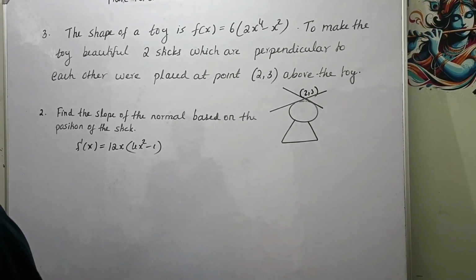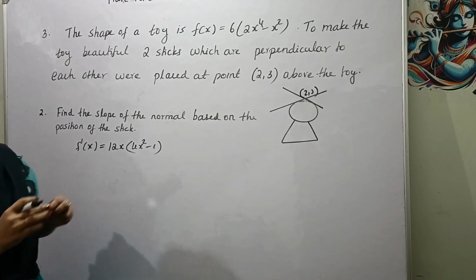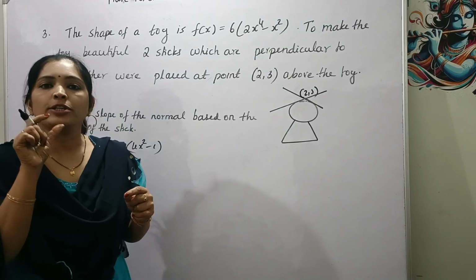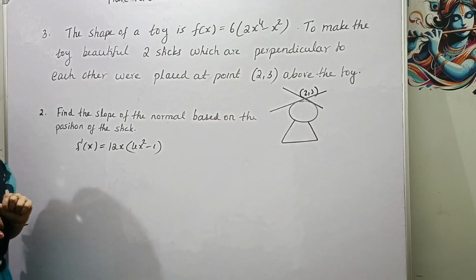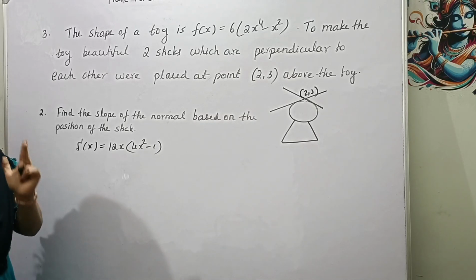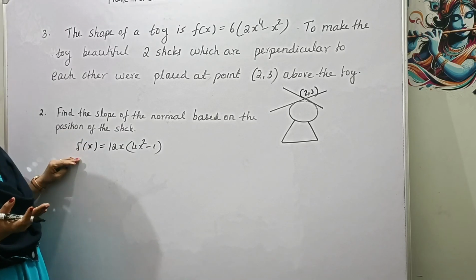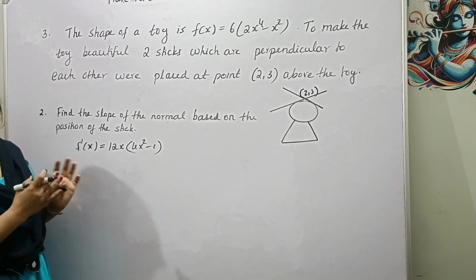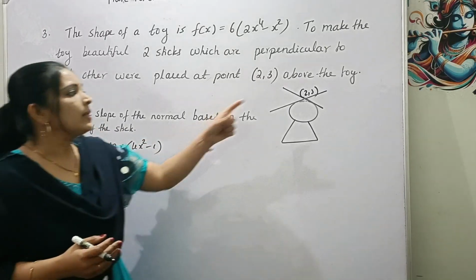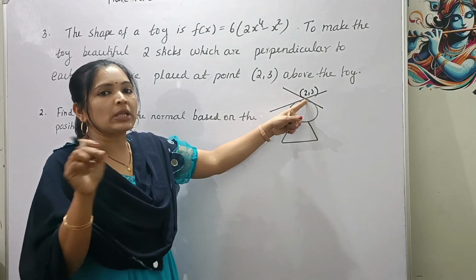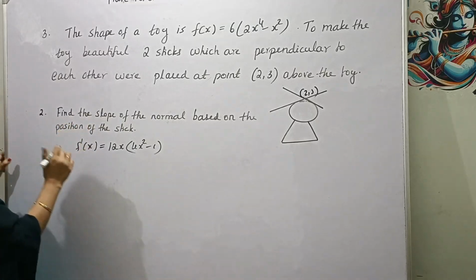Second question is, find the slope of the normal based on the position of the stick. See here we know that two sticks are placed at the point 2, 3, right? Here we have to find the slope of the normal. To find the slope of the normal, we need to find the slope of the tangent, right? So here slope of the tangent is nothing but f dash of x. f dash of x is equal to 12x into 4x square minus 1. And see, it is placed at the point 2, 3, means x value is 2, y is equal to 3, right? So let's substitute x is equal to 2.